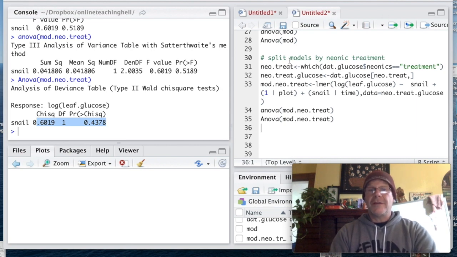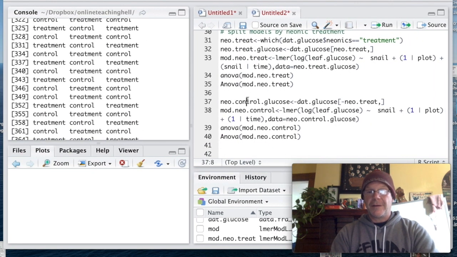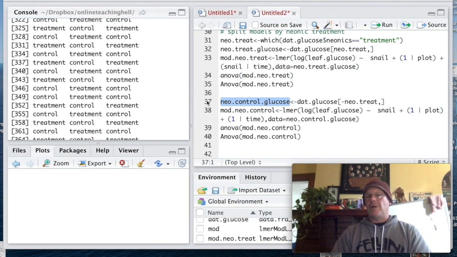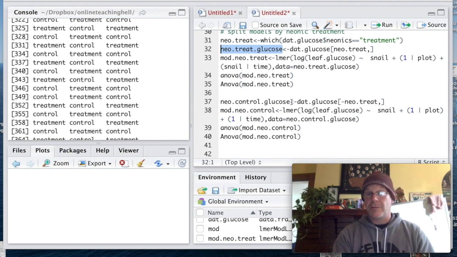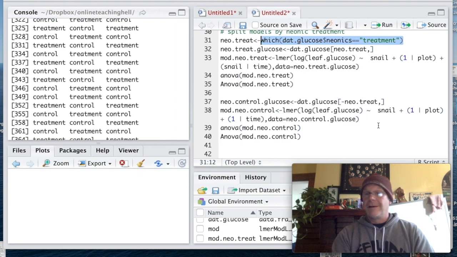Okay, so let's do the exact same thing now for the ones where there is no neonic. All I did here is create a new data frame called neocontrol glucose, whereas the previous one was neotreat glucose. The only difference is I'm putting that little minus sign in front of that index that we made using the which function. What that little minus sign is telling it is that I want all of the glucose data except for these rows. So it's the exact opposite rows that were in the previous model that we made.